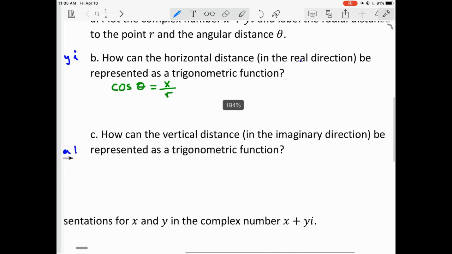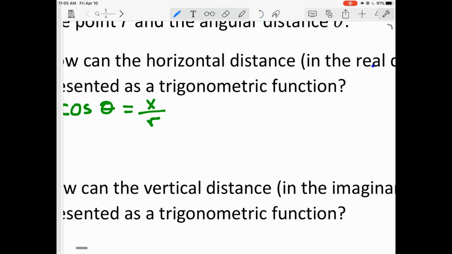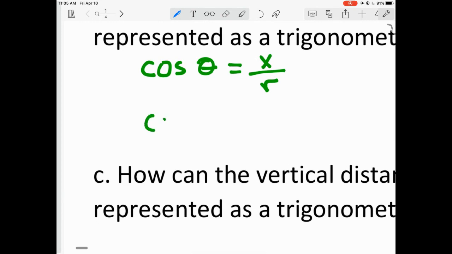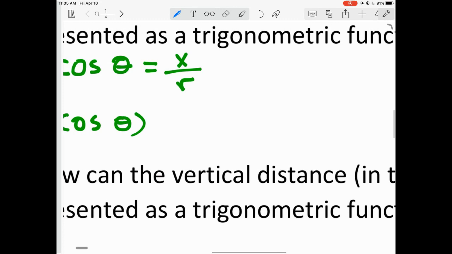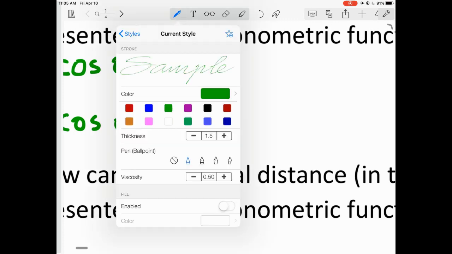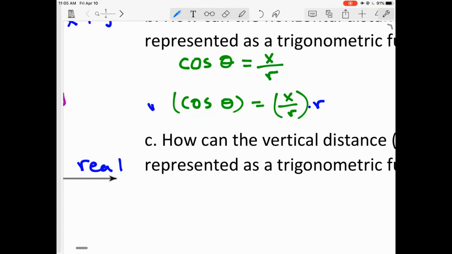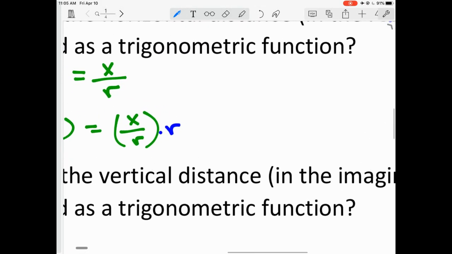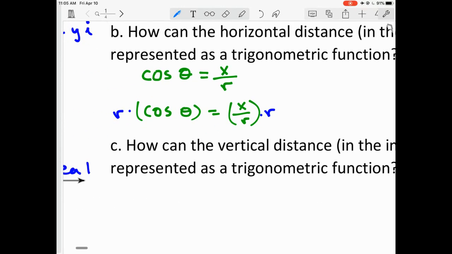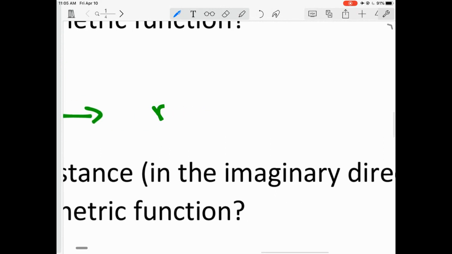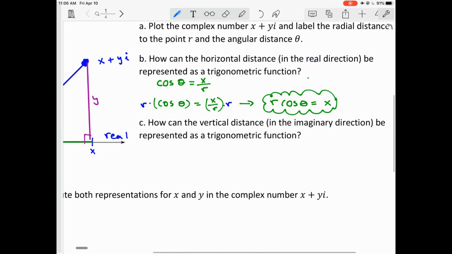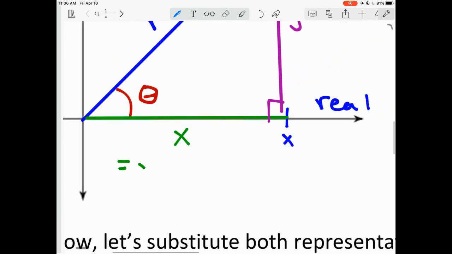But we want to know how we can represent that horizontal distance. That's x. Let's solve for it. To solve for x, we need to get rid of the division by r, which means we'll have to multiply both sides of our equation by r. Times r on the right side, times r on the left side. On the right side, r divided by r is 1, so all that's left here is x, and then we'll have r cosine theta. Therefore, we have r cosine theta is equal to x. So now we have represented the horizontal length as a trig function. x is equal to r cosine theta.